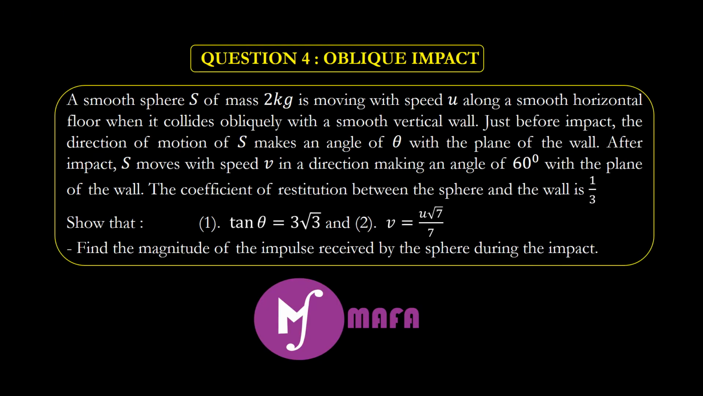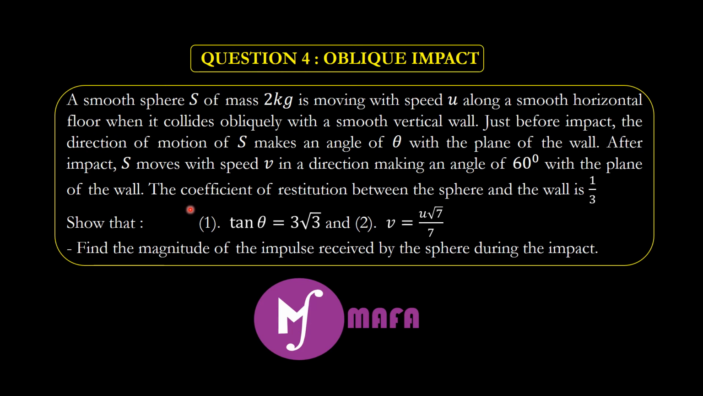Alright, so we are left with two more questions. Question 4 is on oblique impact, and the question reads: a smooth sphere of mass 2 kg is moving with speed u along the horizontal floor when it collides obliquely with a smooth vertical wall. Just before impact, the direction of motion of the sphere S makes an angle of theta with the plane of the wall. After impact, S moves with a speed v in a direction making an angle of 60 degrees with the plane of the wall.